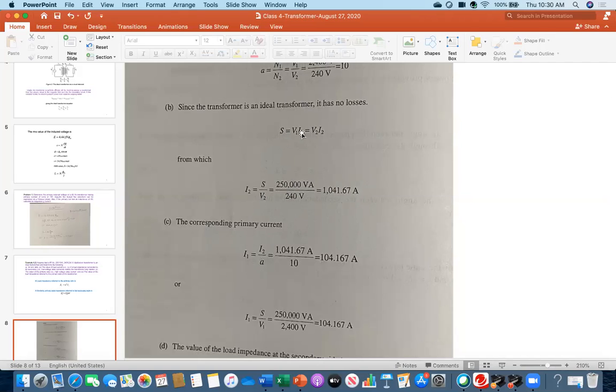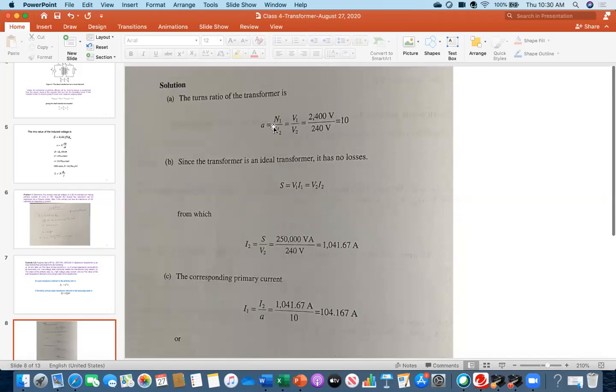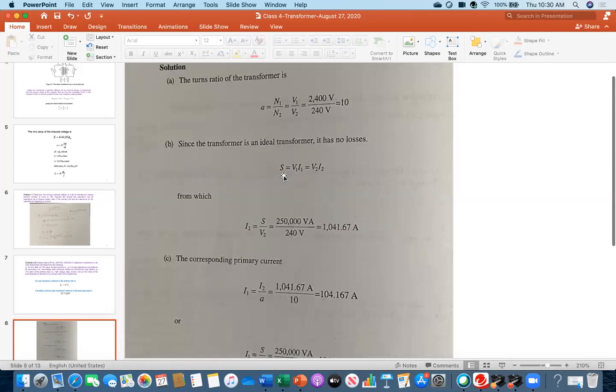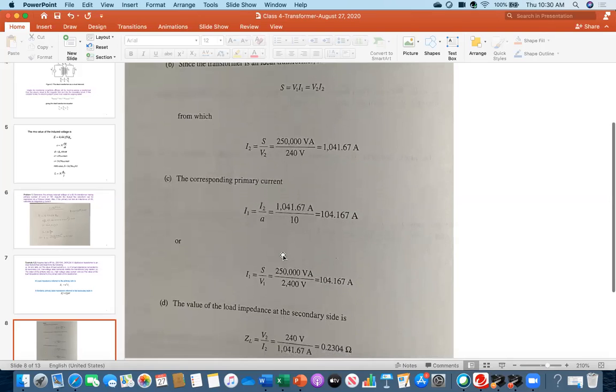Now what will be the corresponding primary current? Use this relationship: I1 over I2 is 1 over a, or I2 over I1 is a, with the help of the turn ratio. We are using this equation because we already calculated a. But you can still use the equation S equals V1 multiplied by I1, so I1 is S over V1. That will also work, and you will get the same result.